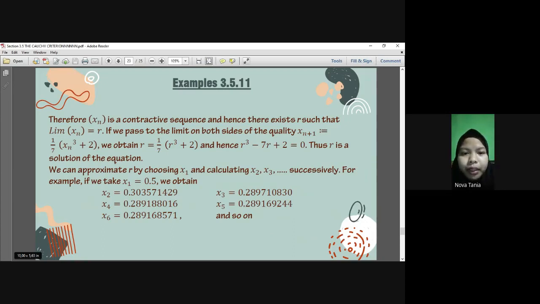We can approximate r by choosing x_1 and calculating x_2, x_3, and so on successively. For example, if we take x_1 = 0.5, we obtain the values of x_2, x_3, x_4, x_5, x_6, and so on. You can see the values of x_2, x_3, x_4, x_5, and x_6 in this slide.